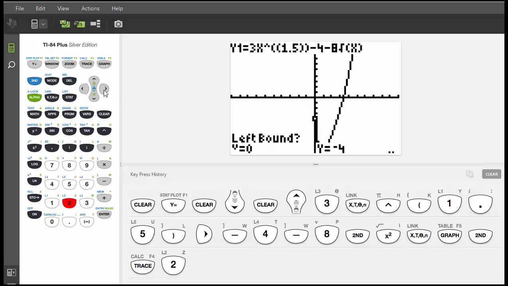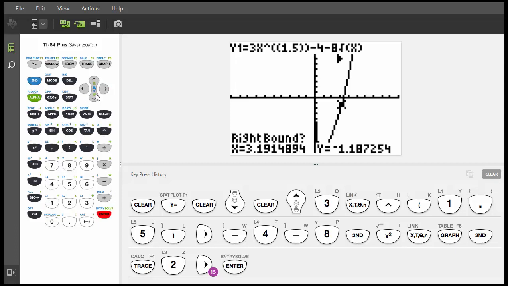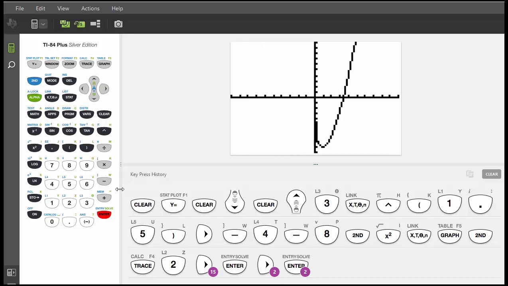I gotta scooch this guy over, and this is always kind of a pain in the butt because it lags, fighting with all my other systems. Come on, get over there. Perfect. Left bound, enter. Right bound, enter. And then enter. I don't want to guess. And I've got 3.391. All right.